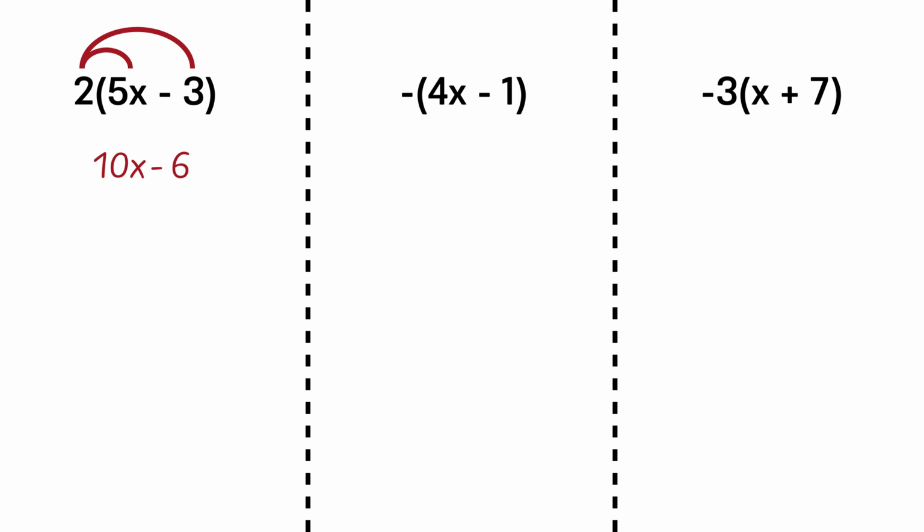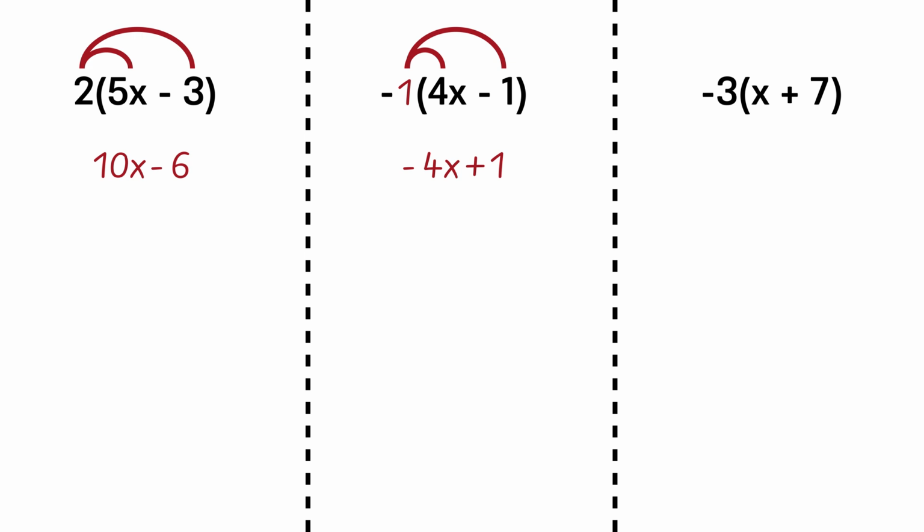The second example does not appear to have a number in front of the parentheses, and it only has a negative symbol. In cases like this, the negative symbol actually represents the number negative 1. Therefore, we distribute negative 1 to get negative 1 times 4x, which is negative 4x, and negative 1 times negative 1, which is positive 1. And the final answer is negative 4x plus 1.